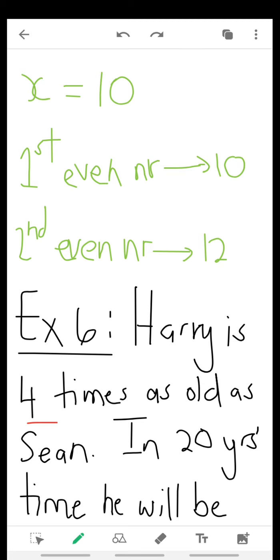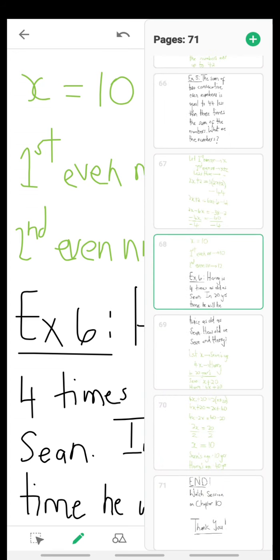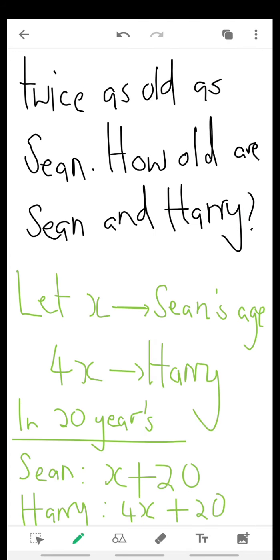Harry is 4 times as old as Sean. Okay, in 20 years time, that is plus 20, Harry will be twice as old as Sean. How old are Sean and Harry? Okay, so let x be Sean's age, and that means Harry's age will be 4x, because it is 4 times that of Sean. Okay, so in 20 years time, that means Sean will be x plus 20, where Harry will be 4x plus 20 in 20 years time.